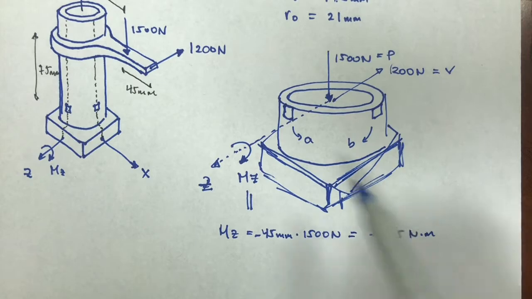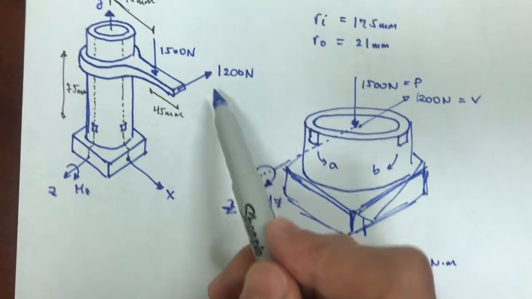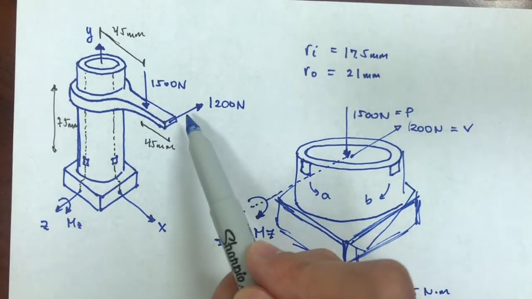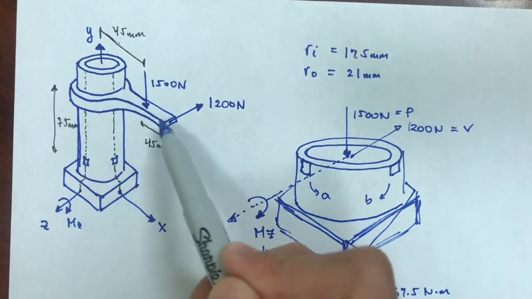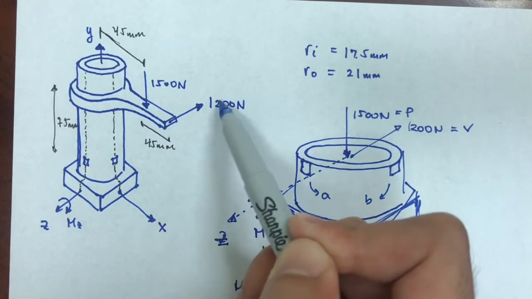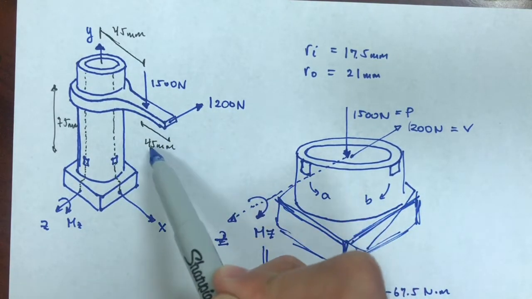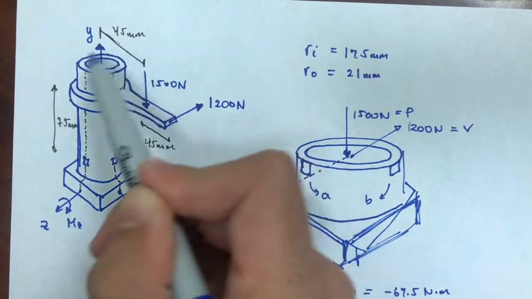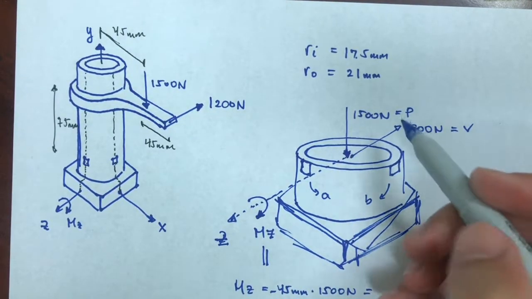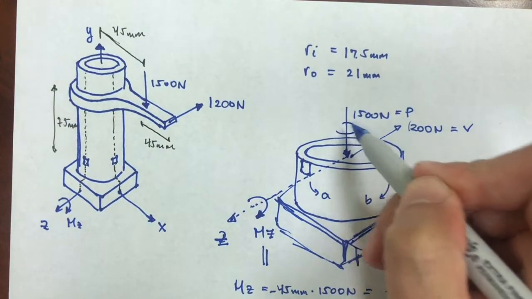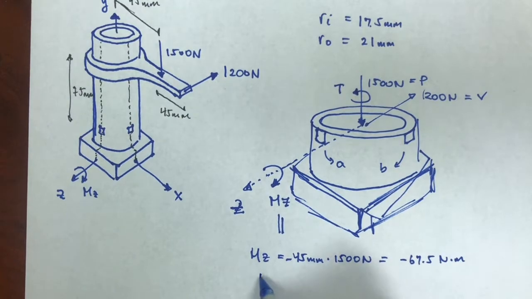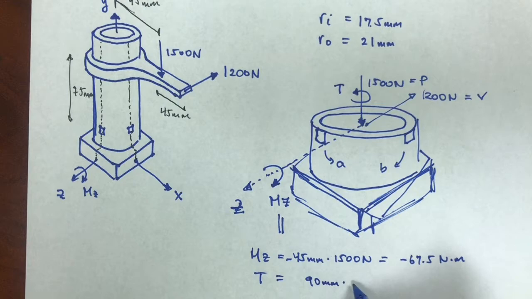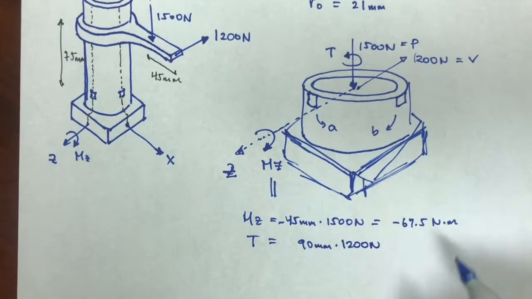All right, the 1200 newtons load would be causing a rotation, a twist on that pipe. So that 1200 newtons times 90, 45 plus 45, would create a torque, a torque because it would be around Y. So I'm going to call this T, and T would be equal to 90 millimeters times the 1200 Newton load.